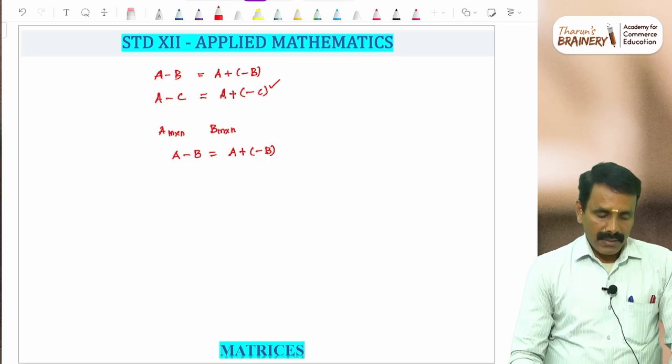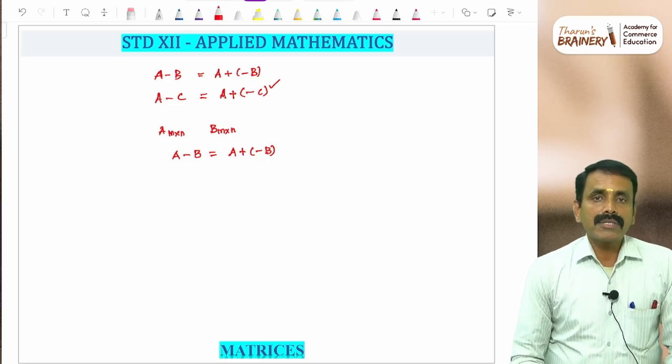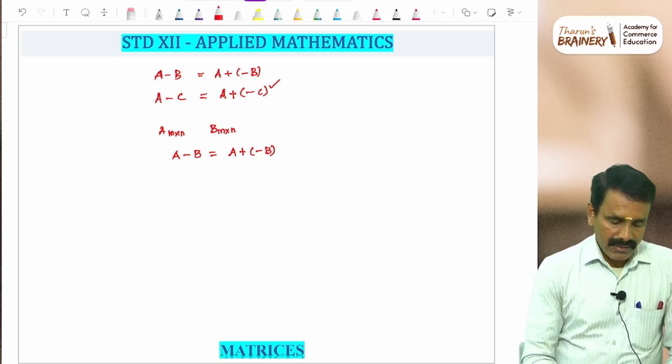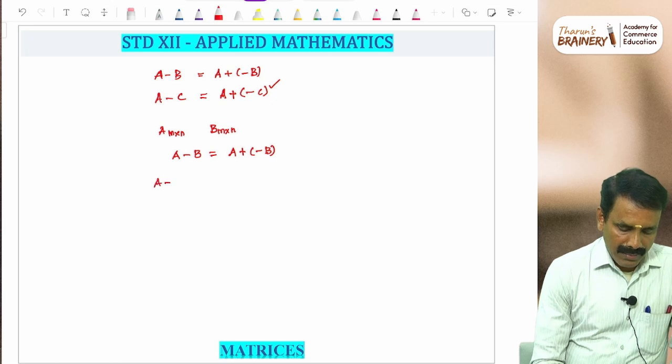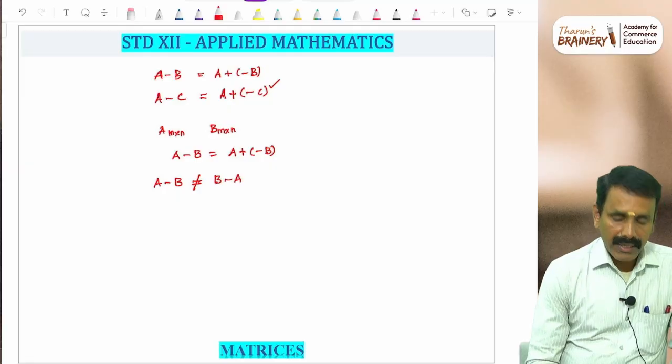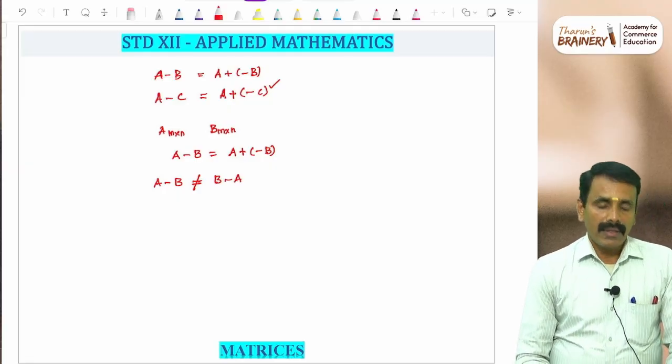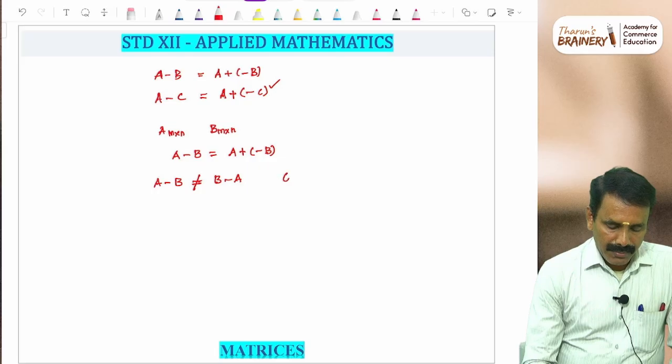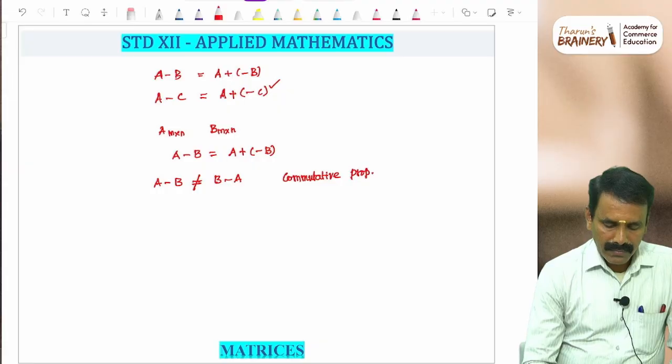Is it clear? And we know that subtraction is not commutative. That is, in matrix subtraction, A minus B cannot be equal to B minus A. That means the commutative property is not valid in matrix subtraction.